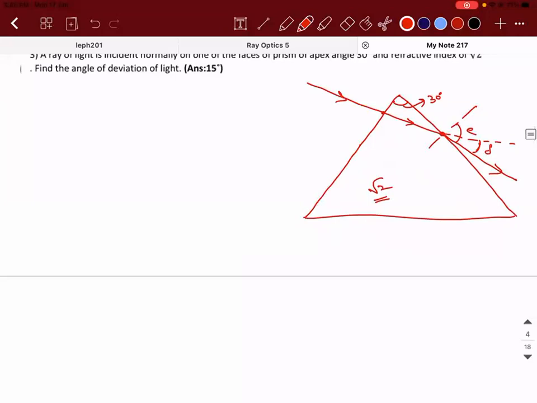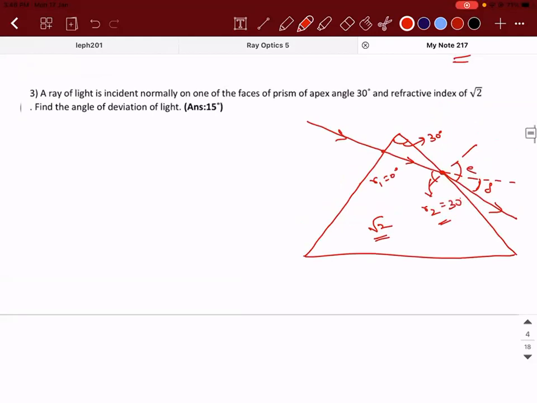Right. Now listen to this carefully. This is not a problem based on minimum deviation condition. So R1 is equal to 0 degrees. And what about R2? I'm saying R2 is 30 degrees. Tell me how it is. Because A equals R1 plus R2. So there is a relation, right? R1 plus R2 is equal to A. When R1 is 0, R2 is going to be exactly equal to A. So R2 is 30 degrees.